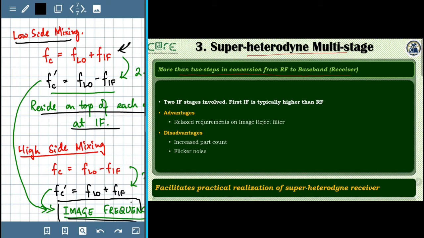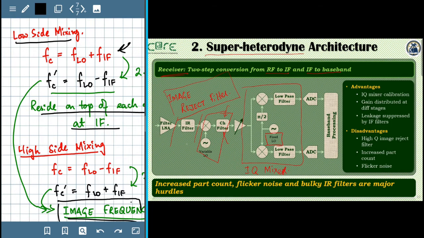It involves two IF stages, and the first IF is typically even higher than the actual center frequency, and then there is a second IF which is much lower and closer to the baseband signal. What is the main motivation can be understood from this diagram of the superheterodyne architecture. The superheterodyne architecture needs to have these two filters, the image reject filter and the channelization filter at IF. The image reject filter, one of the disadvantages was that the high Q image reject filter is difficult to realize.